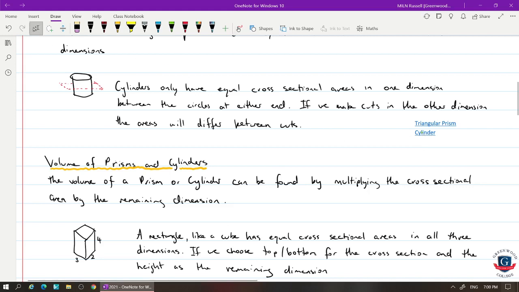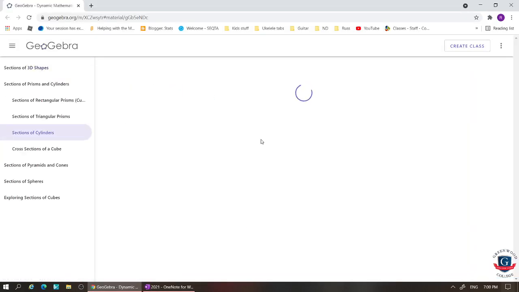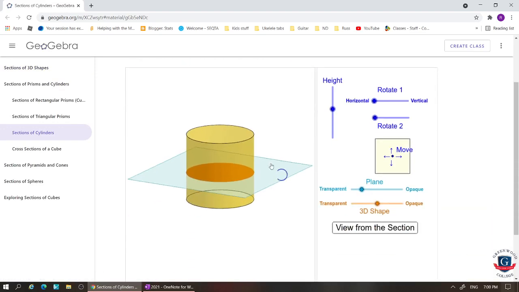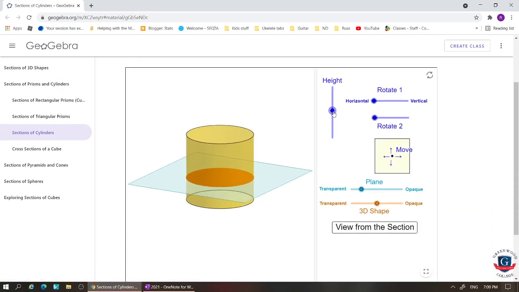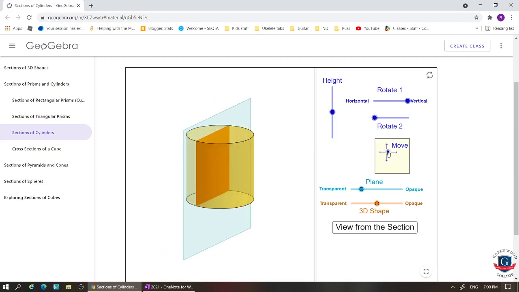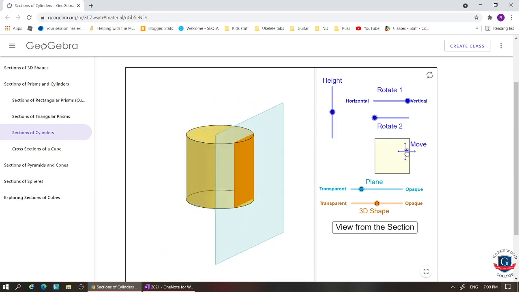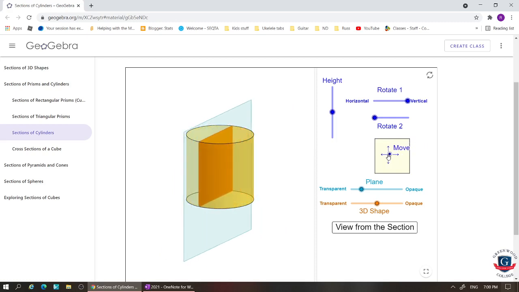Let's see if I can get it to work. Here we go. And I have a cylinder. And lo and behold, that shows the cross-sectional area if we do a cut. If we rotate it around and move the cross-sectional area, we can see as we get towards the end, they change in size. Well, if they change in size, we can't use that cross-sectional area for determining the volume.